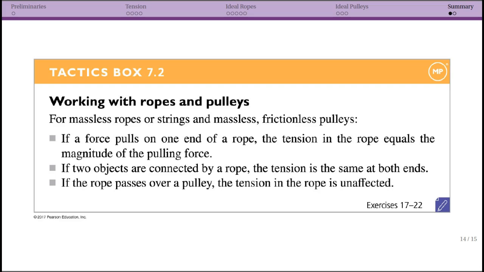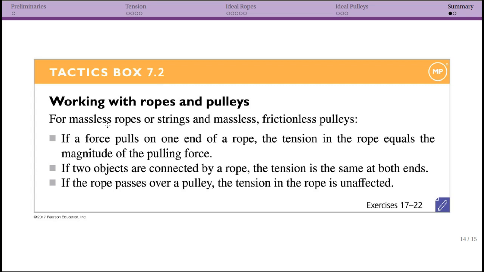Finally, I want to do a little bit of a summary. So a tactics box from the book really summarizes the most important takeaways of this. I've been trying to do a lot of detailed working with free body diagrams and everything else to continue to reinforce the important aspects of working with forces. But here are just some big picture things specific for pulleys and ropes or strings.